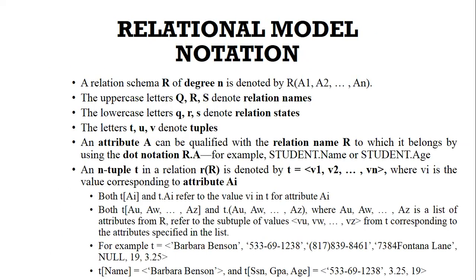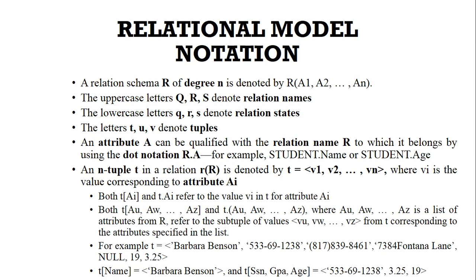Then these are some of the relational model notations. The relation schema R of degree n is denoted by R(A1, A2, up to An). The uppercase letters Q, R, S denote the relation names. The lowercase letters q, r, s denote the relation states. The lowercase letters t, u, v denote tuples.